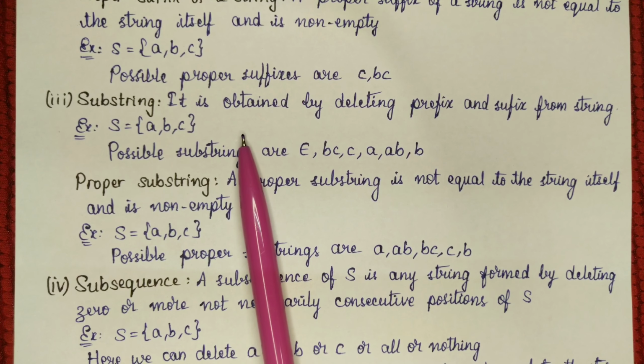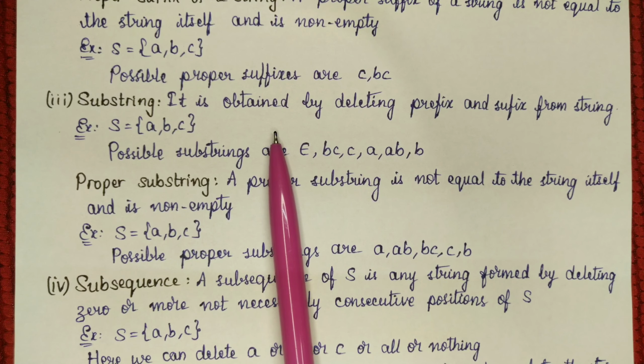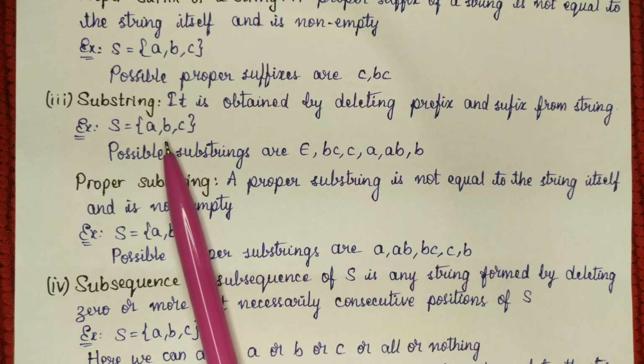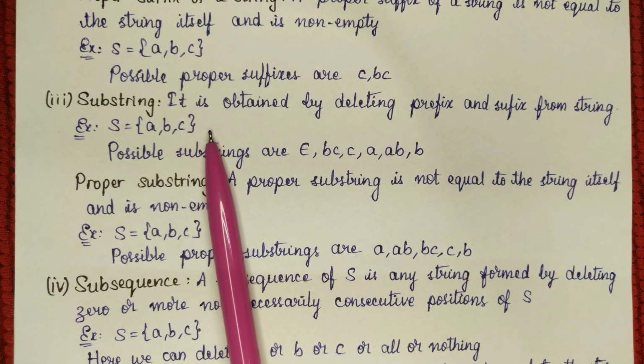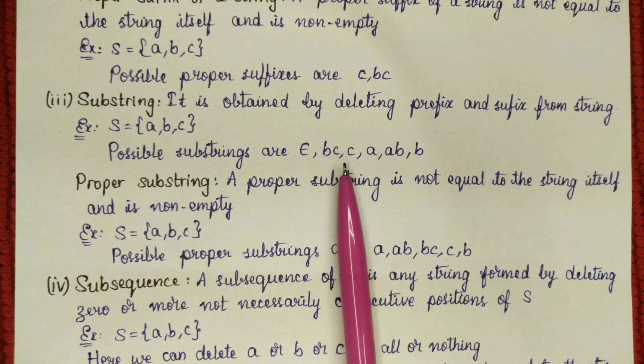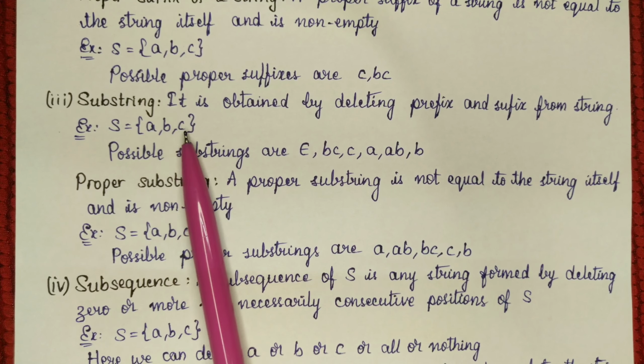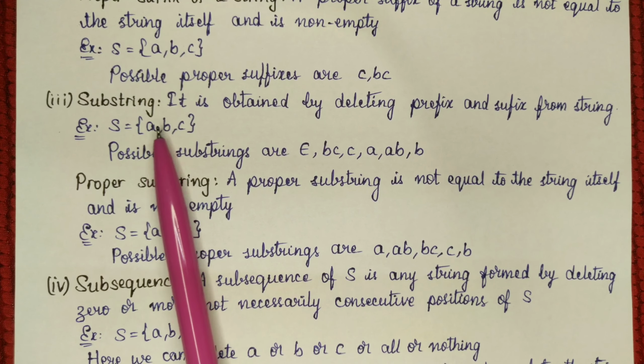Third is the substring. It will be obtained by removing any prefixes and suffixes of the string. Either any number of prefixes or suffixes can be removed, or the string can be the substring of itself too. Take the same example, S is equal to A, B, C. Then the possible substrings are epsilon, and if we remove A, then BC and C, or if we remove C, then A and AB, and if we remove both A and C, then B will be the possible substring.